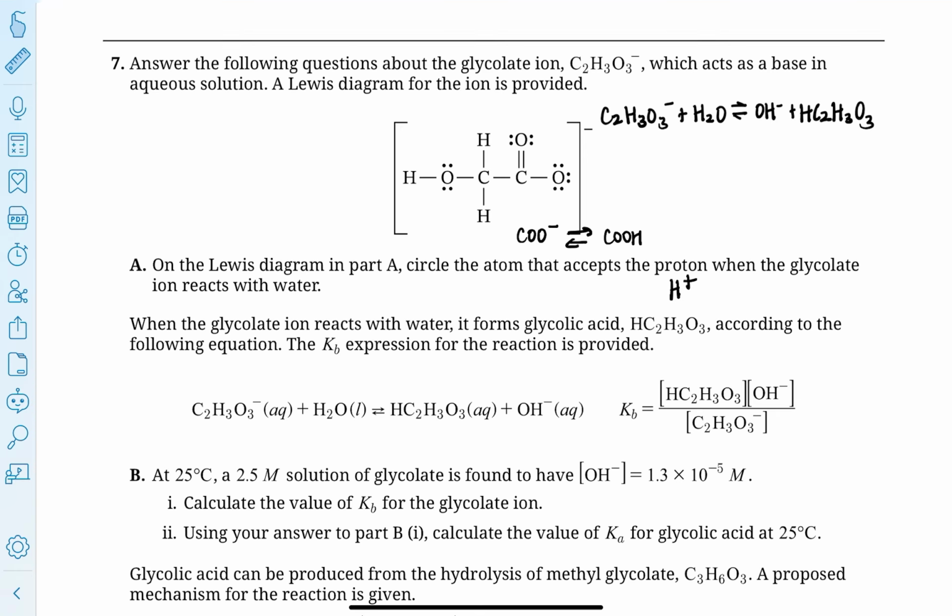That's carboxylic acid. So which oxygen is going to take the H? So it's this one, because if you were to sketch the Lewis structure of COOH, it would be this oxygen that I circled with the H beside it.